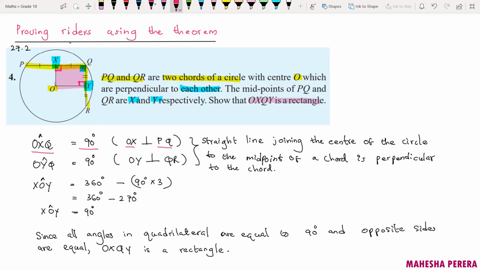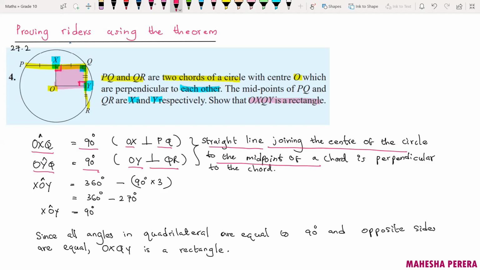What is this angle? OYQ. Angle OYQ equals 90 degrees. Again, the same reason. OY is perpendicular to QR, right? Because these are the straight lines joining the center of the circle to the midpoints of the chords, right? So this is the theorem, right? It's better if you can write the theorem. But I just wrote saying this line is perpendicular to that line, right?